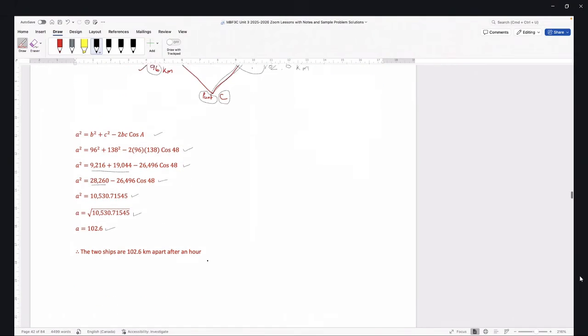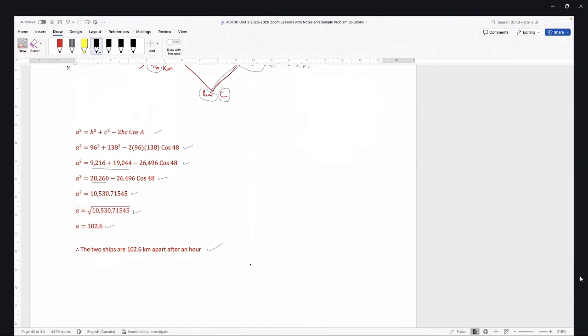So the last step is to write a statement at the end and answer the question. So therefore, the two ships are 102.6 kilometers apart after 10 hours.